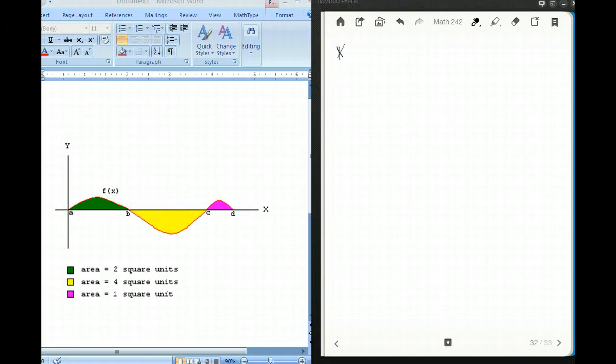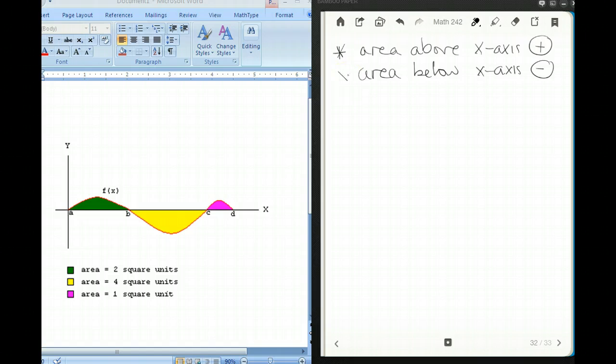And so it's beneficial to make that note to yourself, right? So area above x-axis is positive, right? And area below x-axis is negative, right? And so that'll help us now when we work through this example when I start writing definite integrals. So let's actually calculate some areas underneath the curve.